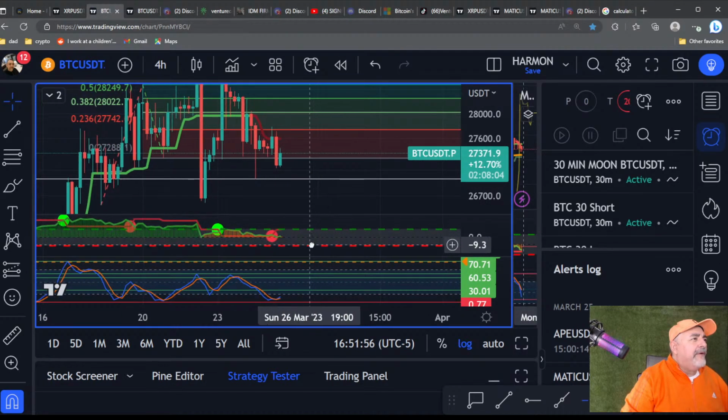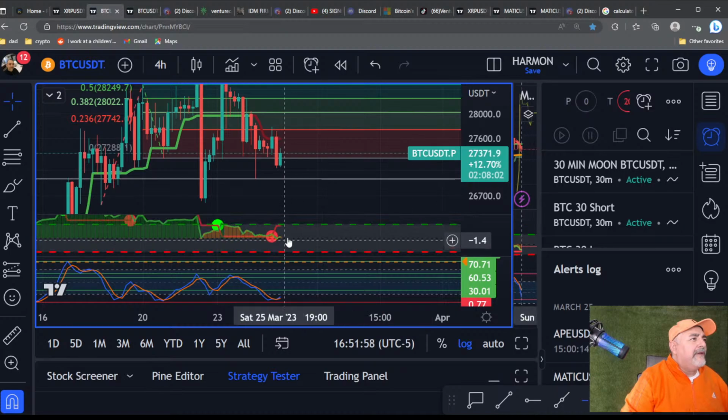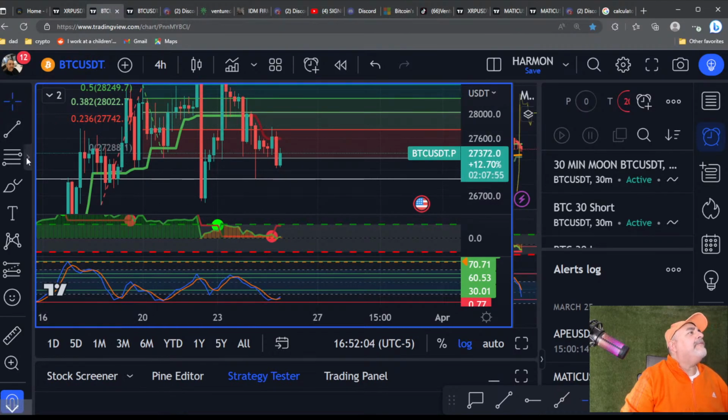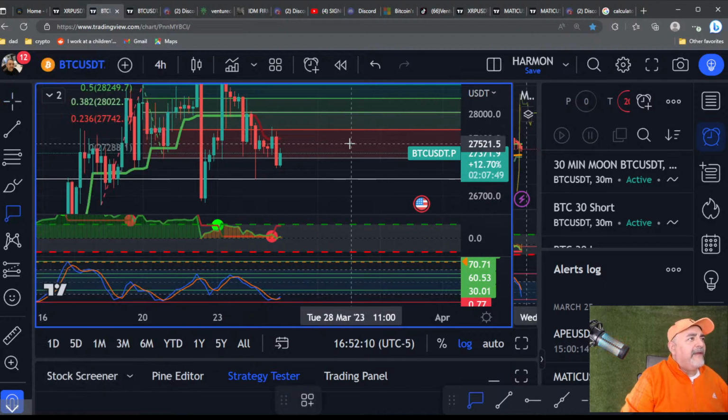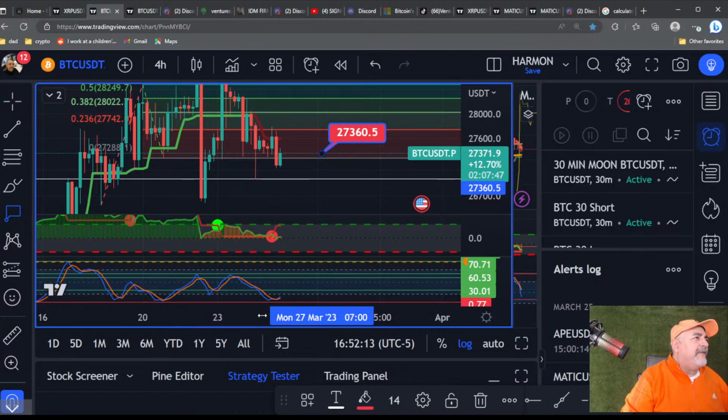So right now, Bitcoin 4 hour, the sellers are leading, but the buyers are coming in. So this looks like Bitcoin is going to make a move here. If you're going to get into Bitcoin, it's about taking profits, right? So let's put a price label. Right now, Bitcoin buy zone is 27,360. Okay, that's your buy zone right there, 27,360. Let's make that green because that's a buy zone.